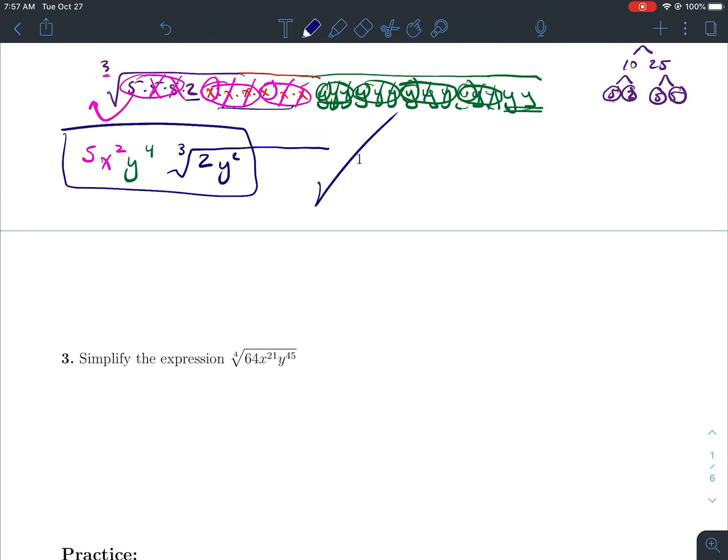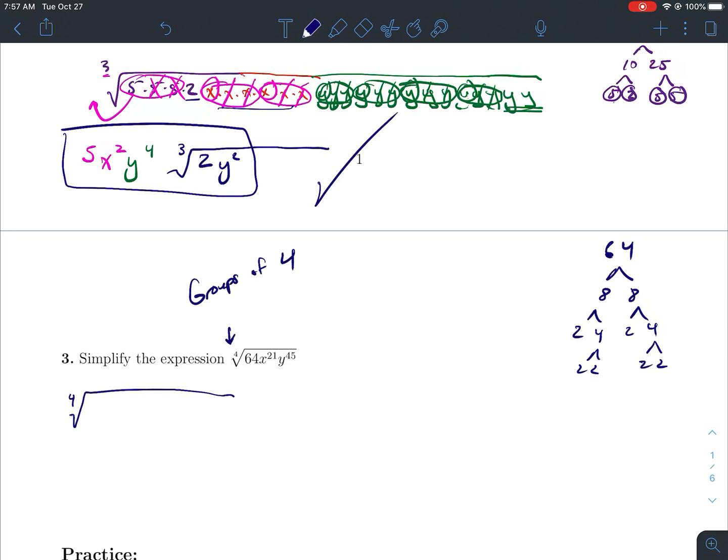Before we can do anything clever, we do have a fourth root though. So we're going to be breaking our numbers down into groups of 4 this time. So 64, that's 8 times 8, 2 times 4, 2 times 2, 2 times 4, 2 times 2. So we have the fourth root of too many 2's. Is that 6? 1, 2, 3, 4, 5, 6. Yep. Cool, got it.